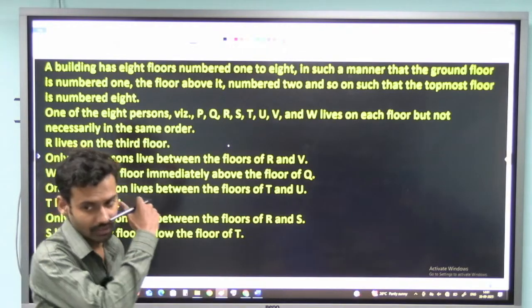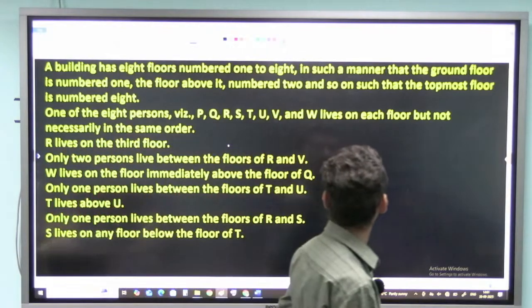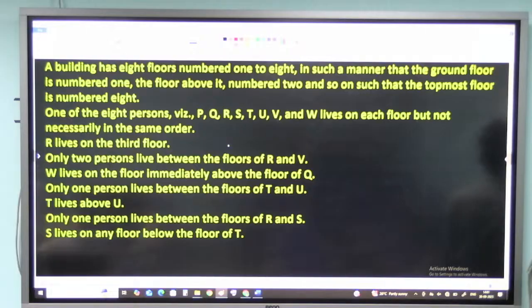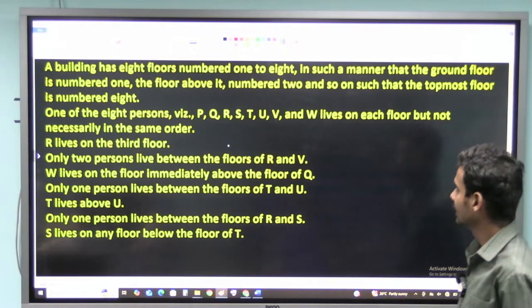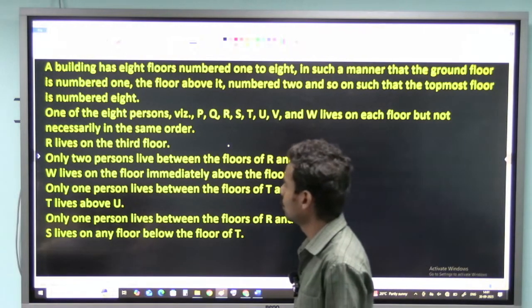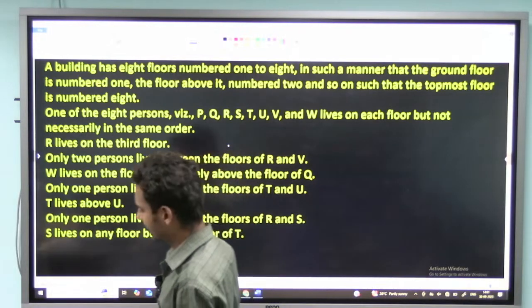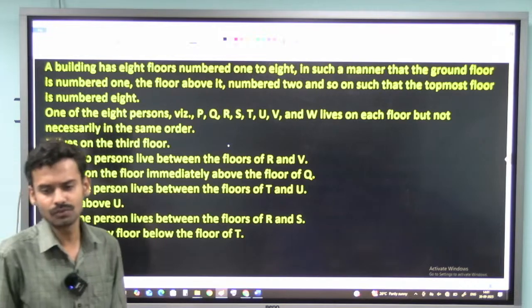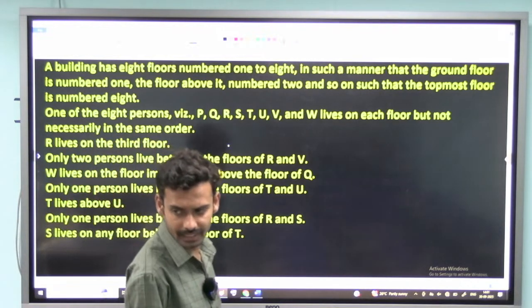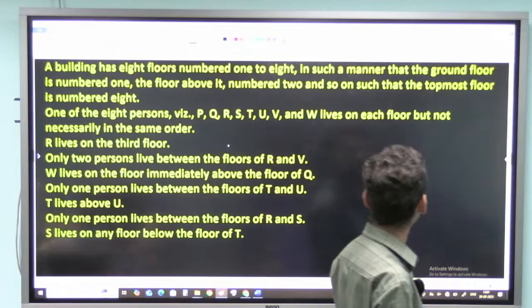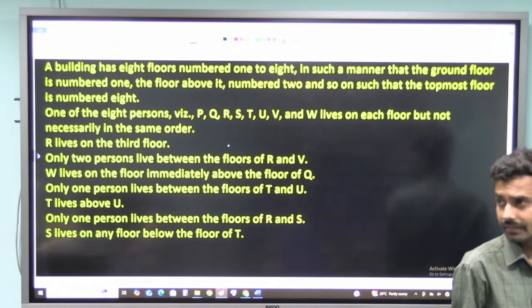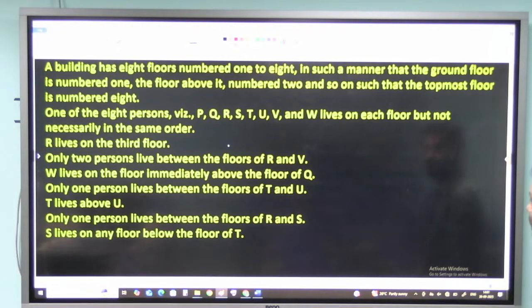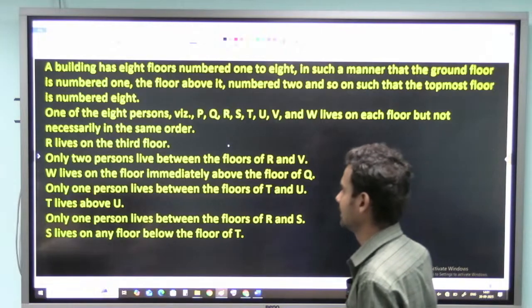See, read the question. A building has 8 floors numbered from 1 to 8 in such a manner that the ground floor is numbered 1, the floor above it is numbered 2 and so on, such that the topmost floor is numbered 8. One of the 8 persons, that is P, Q, R, S, T, U, V and W, lives in each floor but not necessarily in the same order.